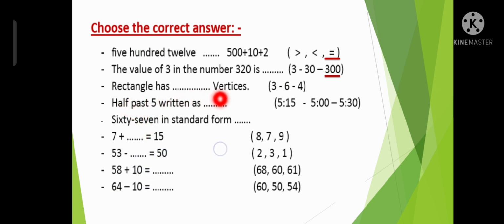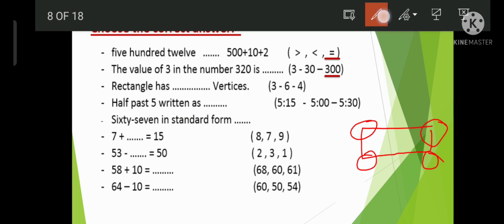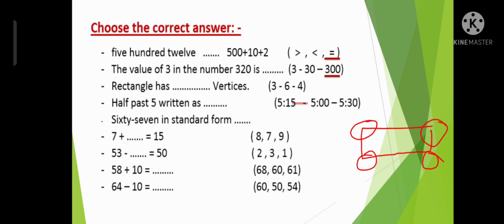Rectangle has how many vertices? This is the rectangle, and vertices means corners or points. We have 4 vertices. The answer will be 4. 5:30 written as half past an hour. Half of an hour equals 30 minutes. So 5:30 is written as 5:30.